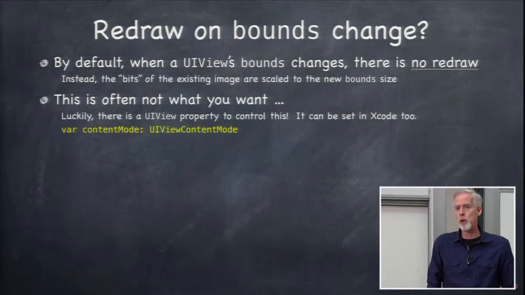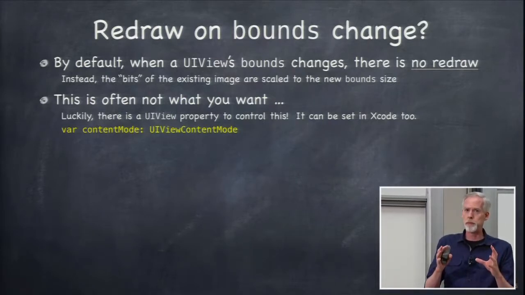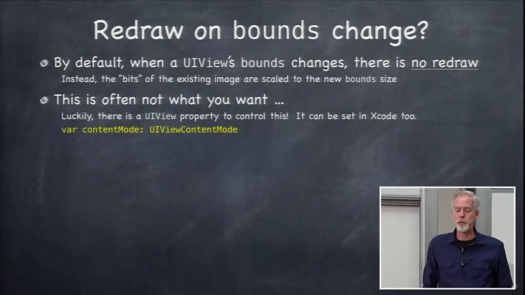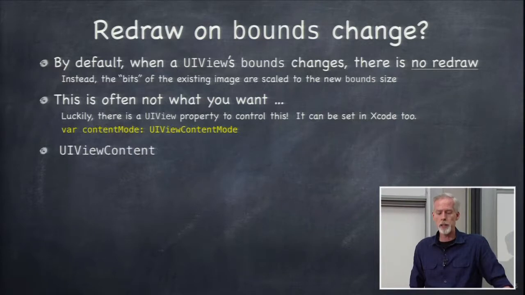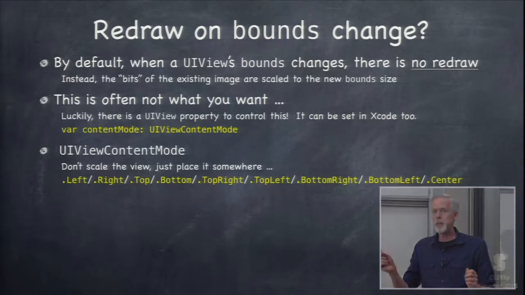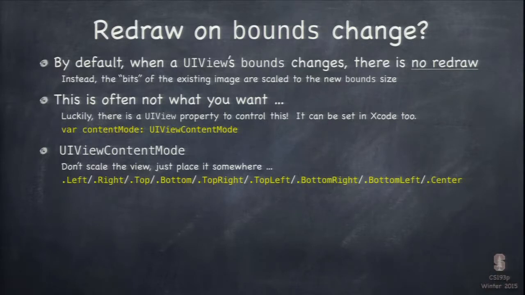Now, you can control what happens to your view when the bounds change with this property in view called content mode. And here are some of the content modes you can set. There's left, right, top, bottom, etc. All these ones basically don't change the bits. They don't redraw, but they just move your entire view to the left edge, right edge, top, or bottom of the new bounds. These are kind of strange ones. Probably don't need that very often.